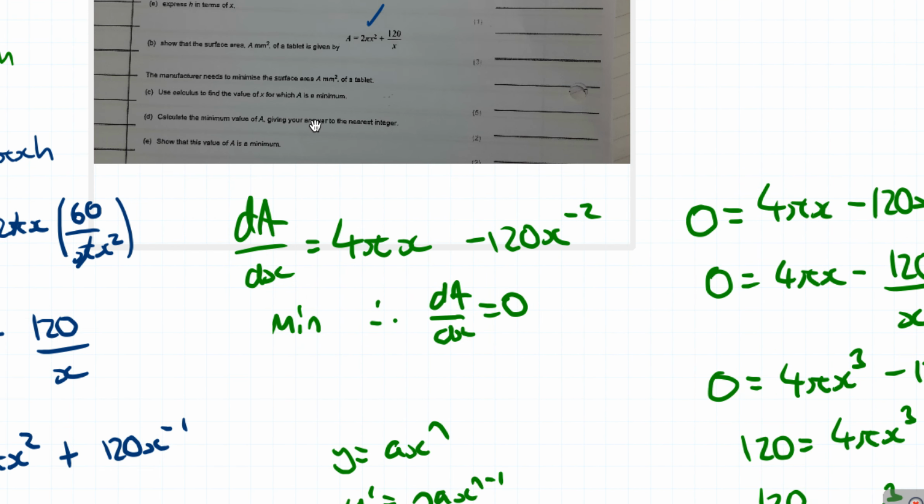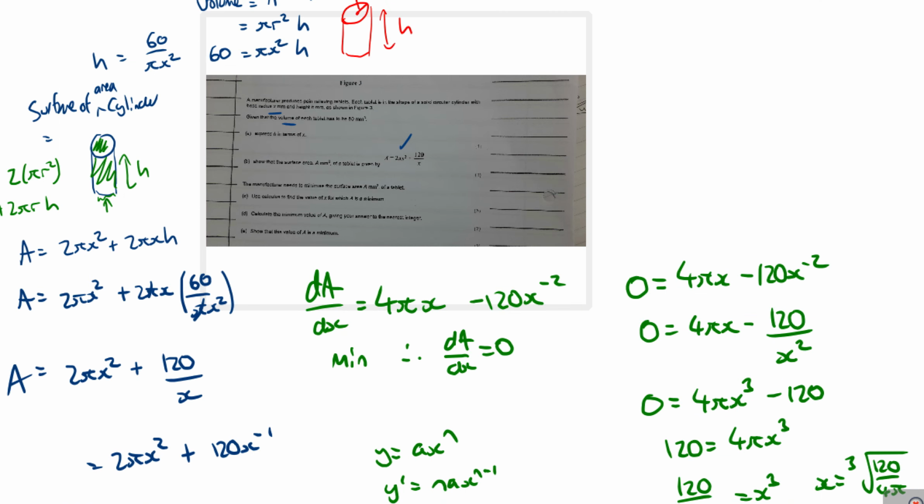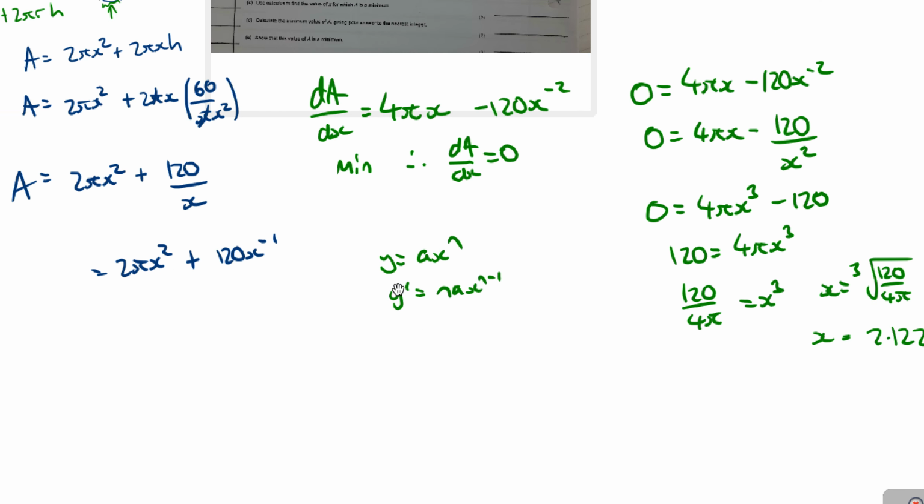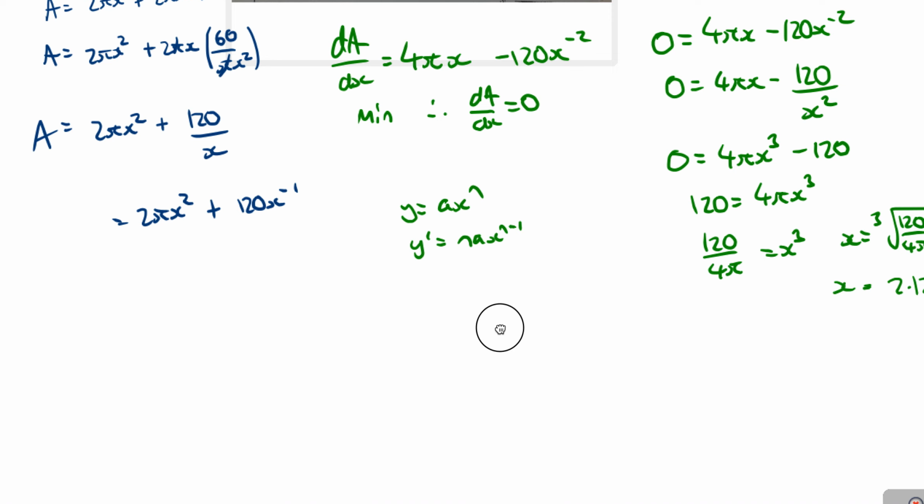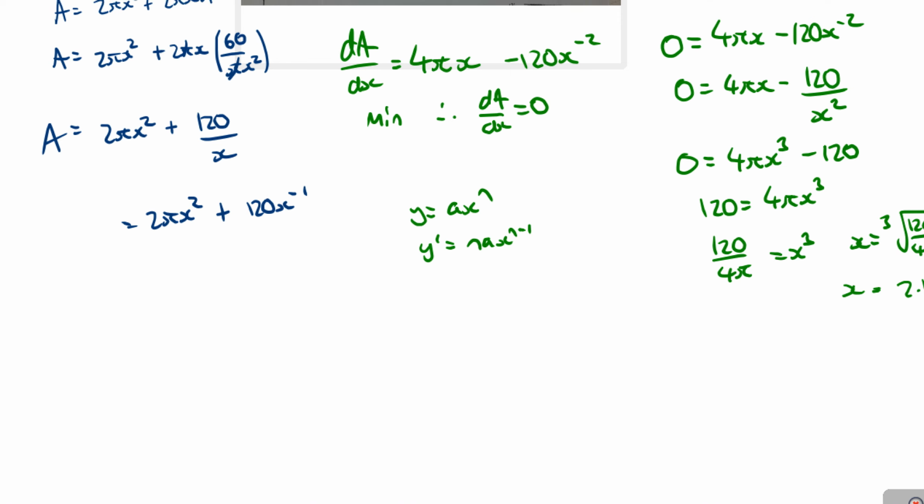Calculate the minimum value of A, giving an answer to the nearest integer. So for part D, we take our x value that we found, we know that's the minimum value, and we're going to substitute that into our A. So for part D, we know A is equal to 2 pi x squared plus 120x to the power minus 1. We just substitute in our value.